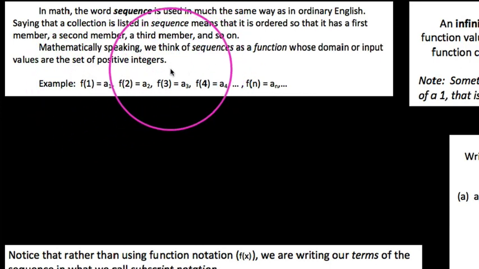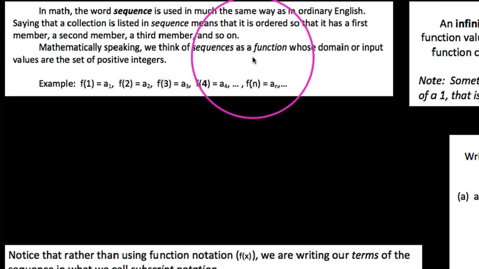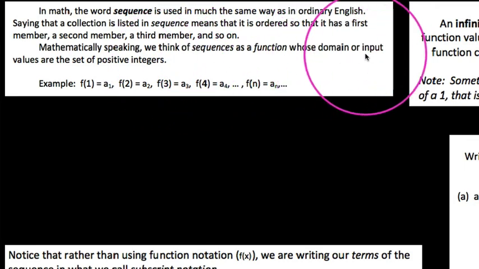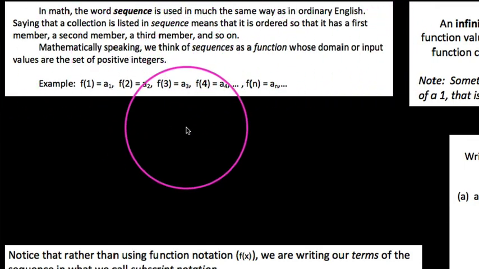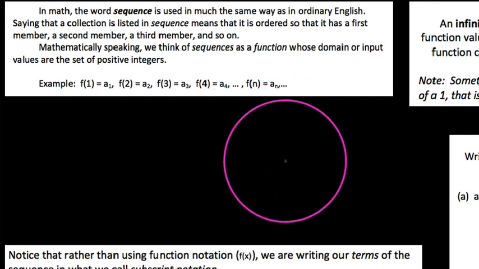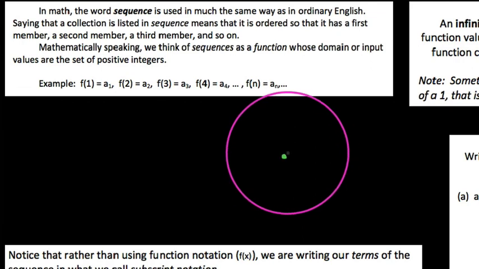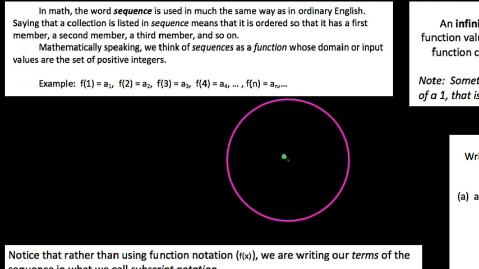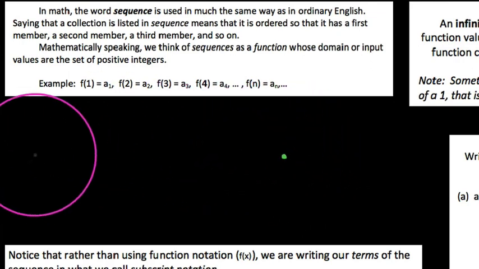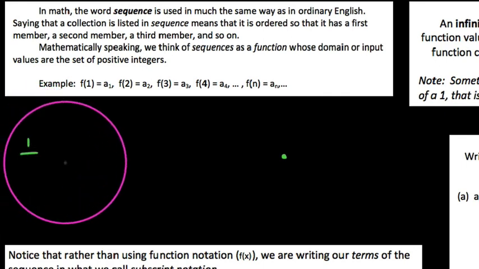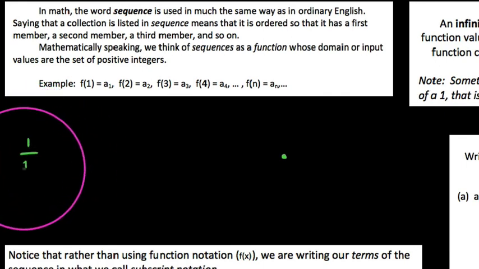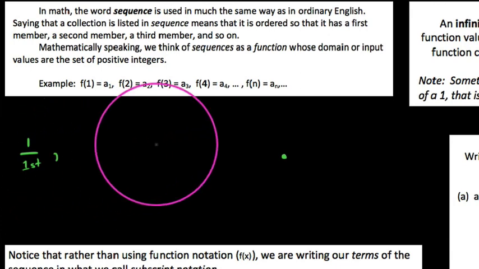Mathematically speaking, we could think of sequences as a function whose domain, or input values, is a set of positive integers. So let's consider what a sequence would look like here. Maybe we have some particles in some configuration. What we're saying here is that during the first moment there's one particle here. So I can say there's one thing in the first spot.